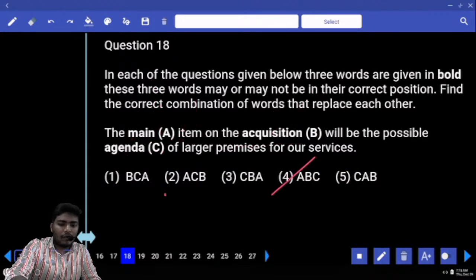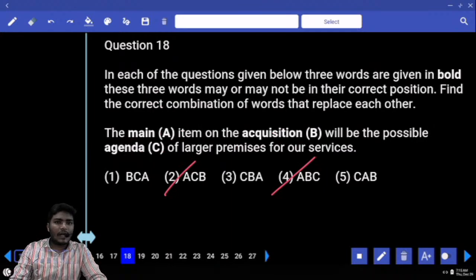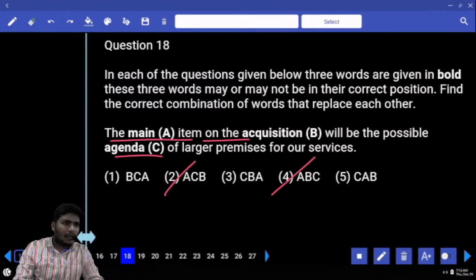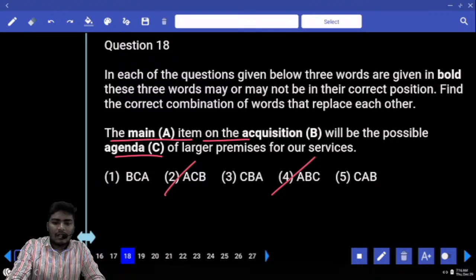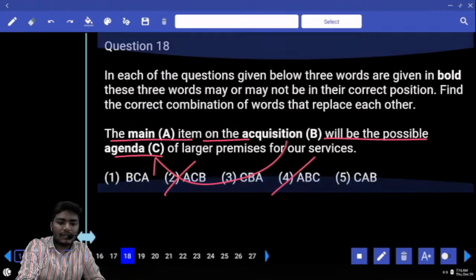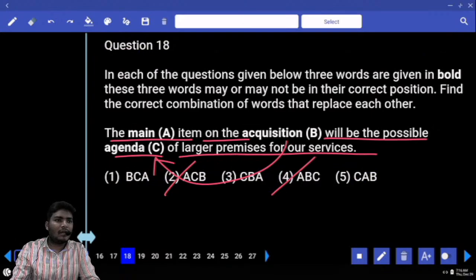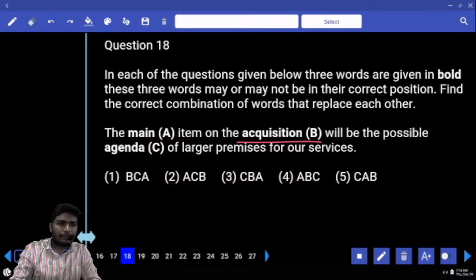So we can go for 4 or we can go for 2, starting with A. The main item on the acquisition or on the agenda. There is some plan. So on the agenda, there will be a possible acquisition of larger premises for our services. What in the acquisition?